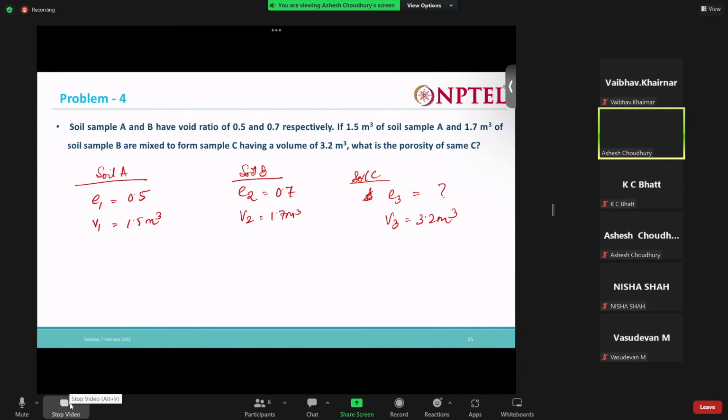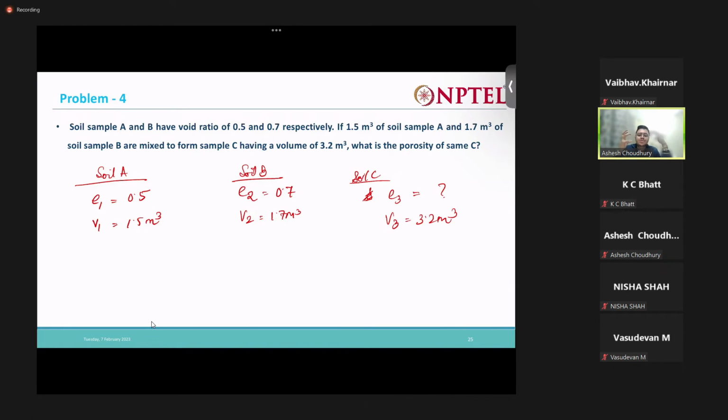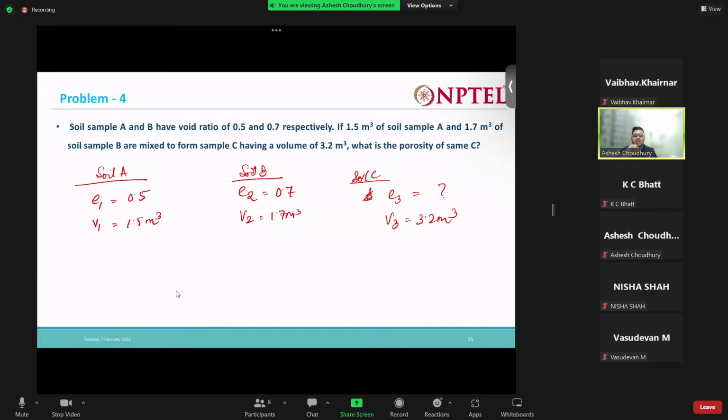So if we mix these two soils, the only thing that is going to remain constant is the volume of soil solids. The soil solids of A and the soil solids of B are both always going to be constant. So we will be using this particular fact to determine the porosity or the void ratio of C. So let us see.